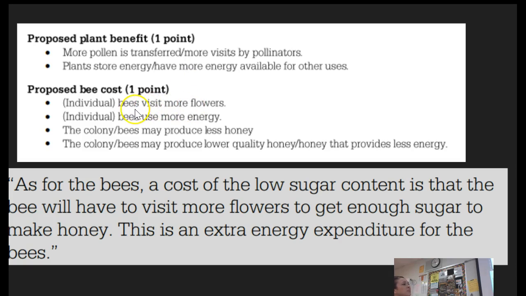The cost to the bees, they're going to have to visit the flowers more often. That means that they need to use more energy to visit the flowers more often. If there's less sugar, then they're not going to be able to make as much honey. Or that their honey would be of a lower quality. Any of those would have been fine. But they're picking up all of those benefits and costs from either the question stem or from the background that they gave you initially. I just want to make sure that when you guys justify things with evidence, you're always going back to the text or the graph or the table.